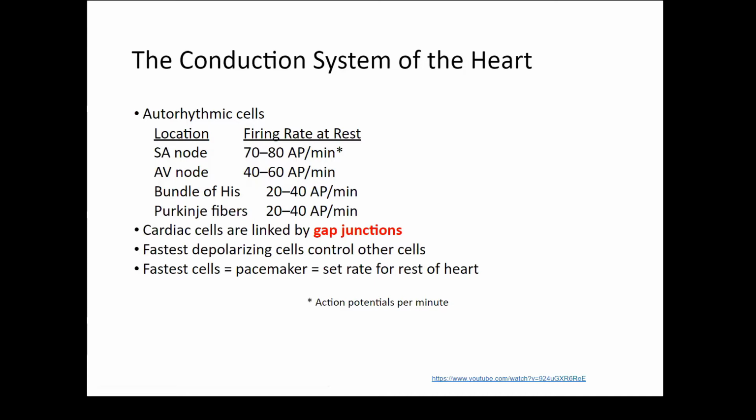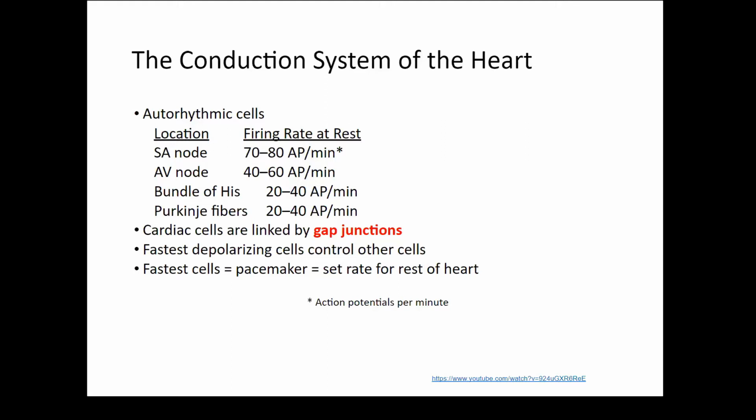So the SA node fires 70 to 80 action potentials per minute, which, if you skim this list, is the most action potentials per minute. It's the fastest. So the SA node is going to be controlling the heart most of the time. The AV node is a little slower. So it fires off 40 to 60 action potentials per minute.